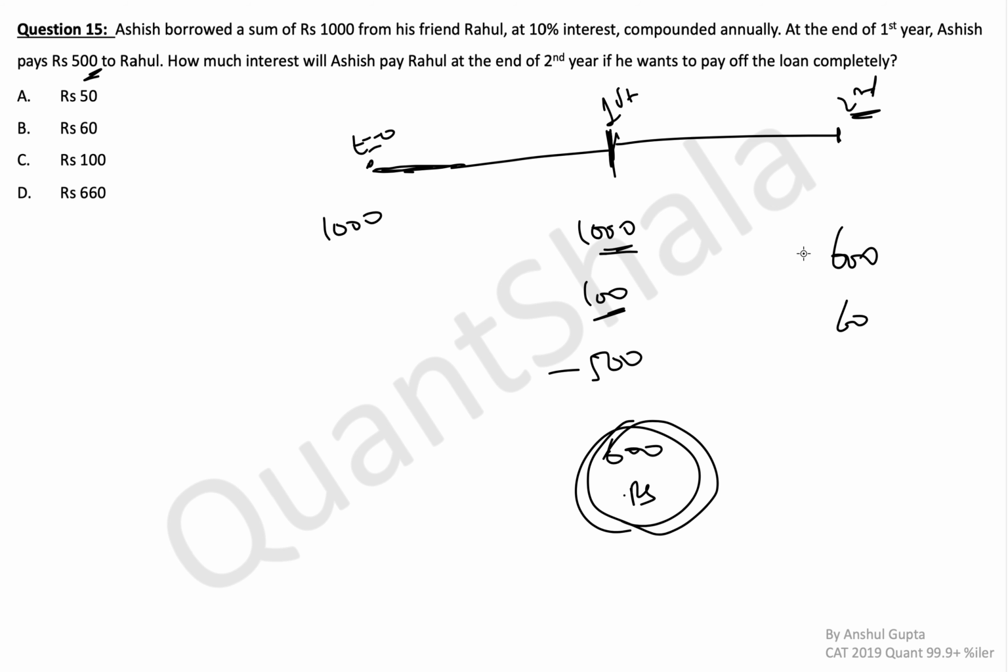So for the second year, principal is this, interest is this. So how much interest will Ashish pay Rahul? Interest is only 60 rupees at the end of second year. Total amount will be 660, but that is not the answer. Interest is the answer, 60 rupees.